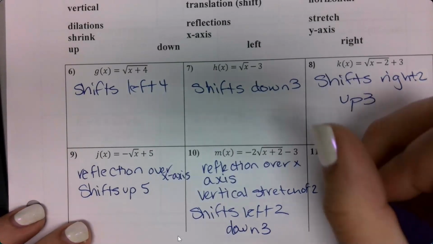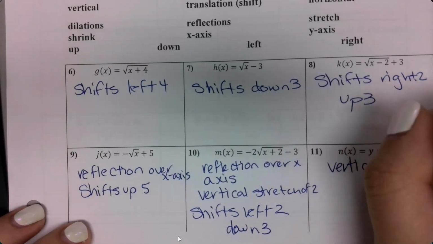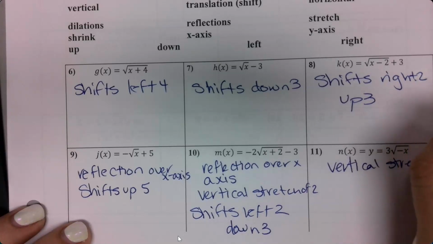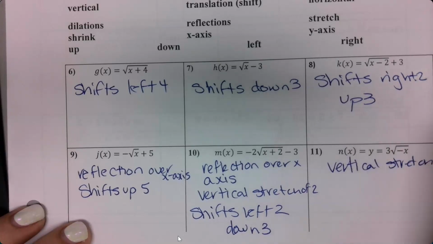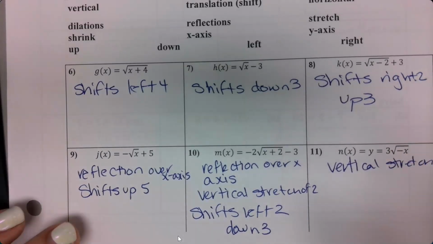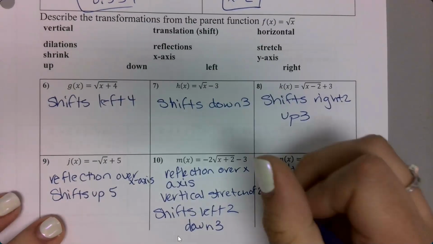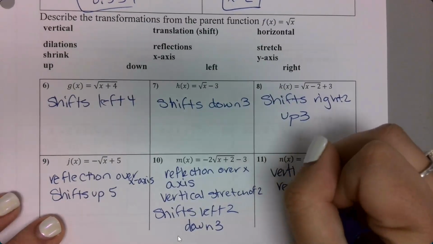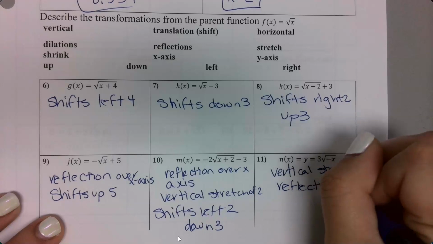Over here, this 3 is a vertical stretch of 3. This negative on the inside is a reflection in the y-axis. So negatives with the x are y-axis.